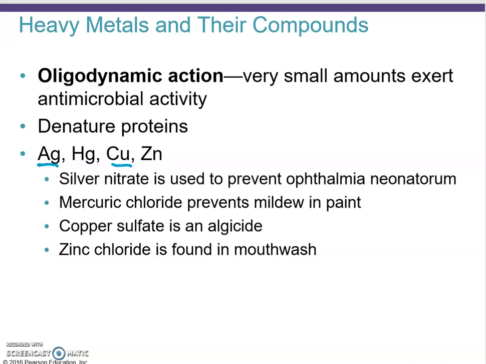And here are some applications for you. Silver nitrate is used in the eye drops that newborn babies get. Mercury chloride prevents mildew in paint. Now, we don't really want to have mercury in our paint, but that's another story. Copper sulfate is an algicide. That means it reduces the growth of algae cells, but it's just as good for bacteria.